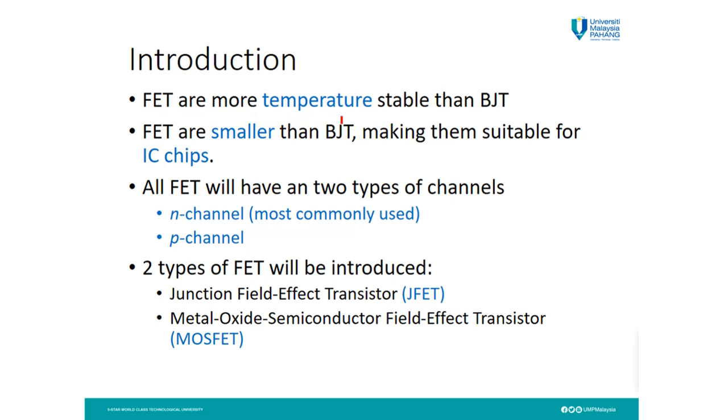FETs are more temperature stable than the BJT. FETs are smaller than BJT, making them suitable for the IC chip. These two are advantages of the FET compared to the BJT. All FETs have two types of channel, which are N channel, which is the most commonly used, and also the P channel. There are 2 types of FET that will be introduced in this chapter. The first one is the junction field effect transistor, we call it JFET. And the second one is the metal oxide semiconductor field effect transistor, MOSFET.